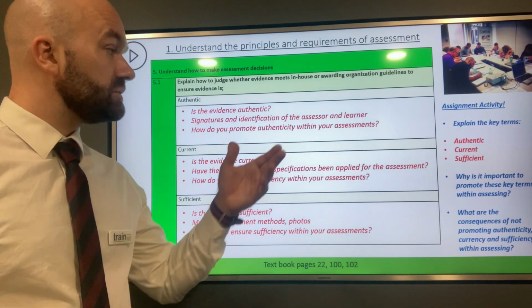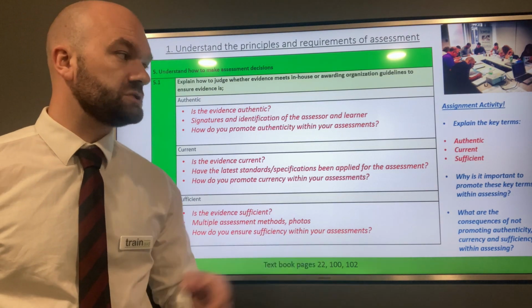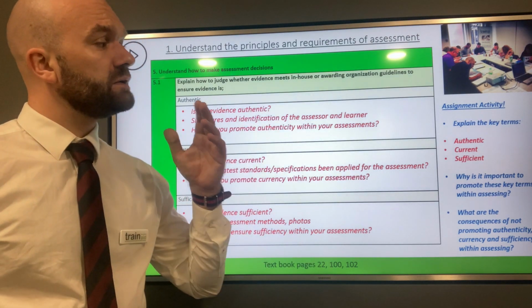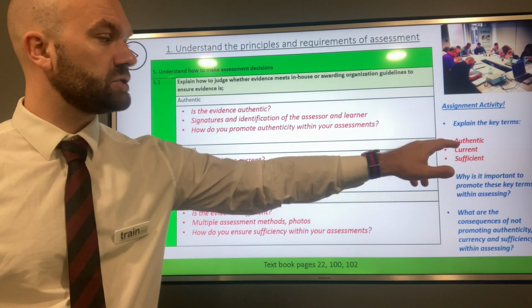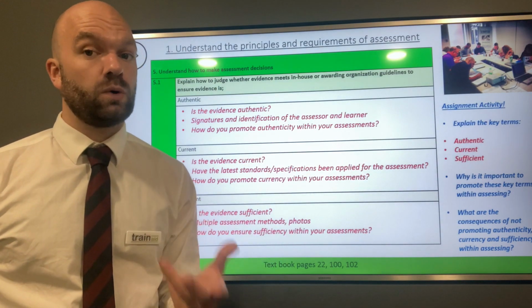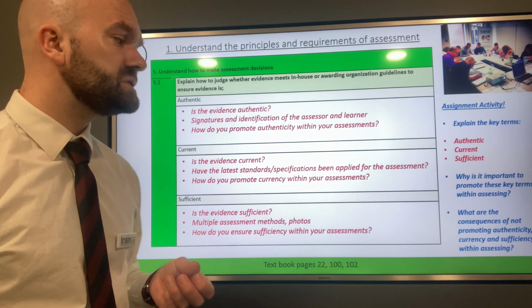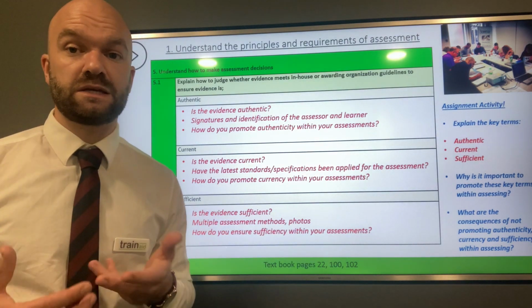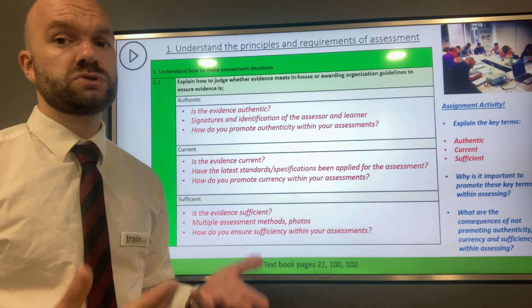Do have a look at textbook pages 22, 100 and 102 as well. But what we'd like for you to do for this criteria is explain the key terms of authentic, current and also sufficient. Why are these factors important within assessing, of course, and also what are the consequences of not promoting these key terms as well for yourself as the assessor and also for the learner.